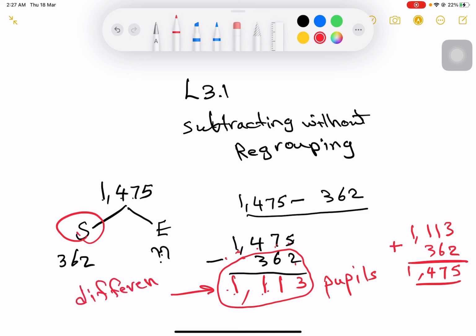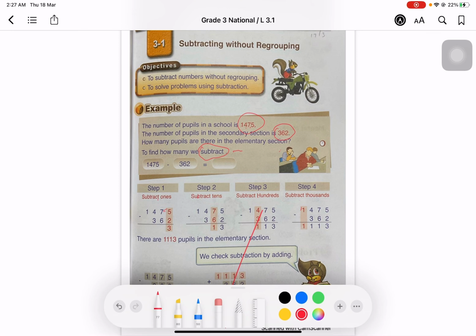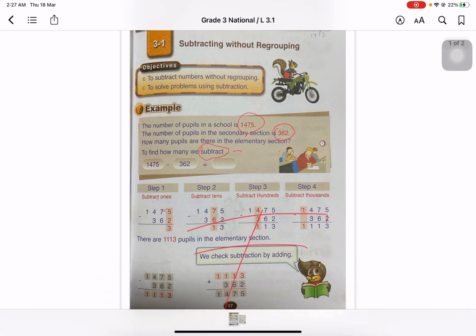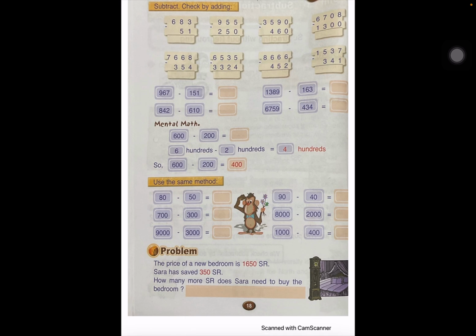So to check if you are solving correctly, you are going to add the difference with the number beside it. You add, the opposite of minus is plus. Okay? Now let's go to the book again and go to page 18. This is page 17. If we go to page 18, they said subtract, check by adding. We are going to subtract, and then add to check whether you solved correctly or wrong.